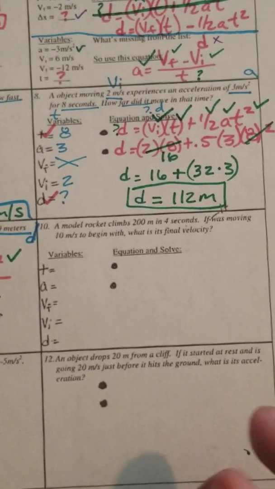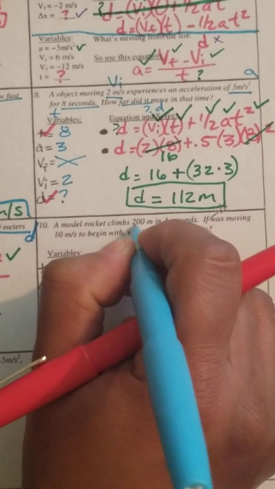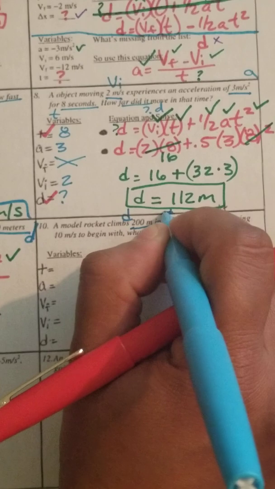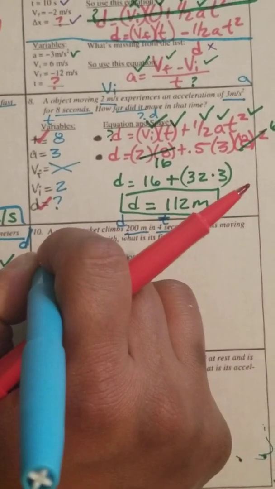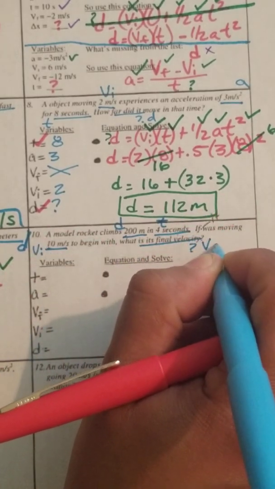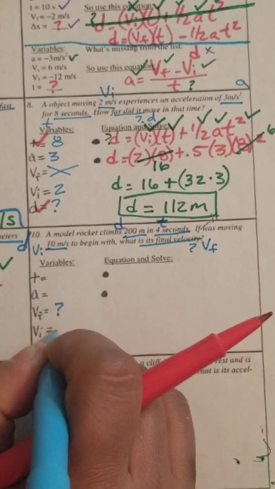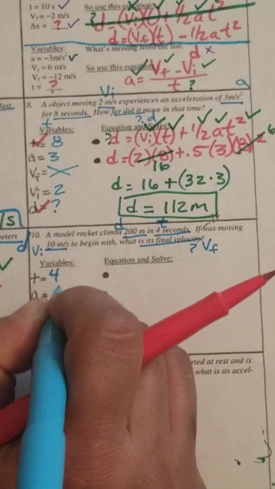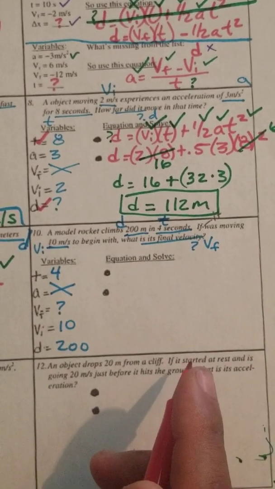Number 10. A model rocket climbs 200 meters distance in 4 seconds t. If it was moving 10 meters per second to begin with, v sub I, well, what is the final velocity? What? Question mark, v sub f. Let's fill in the blanks. V sub f is a question. VI is 10. Distance is 200. T is 4 seconds. A was never given. Put an X there.